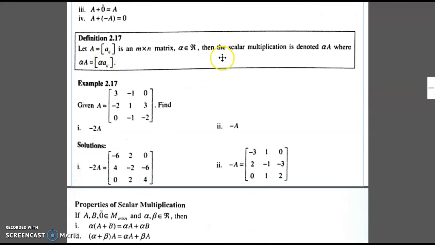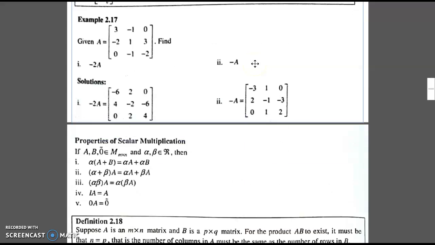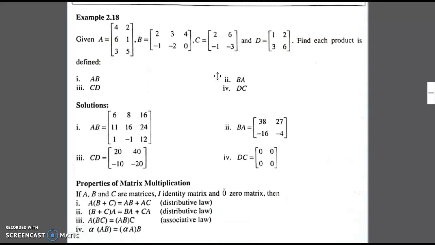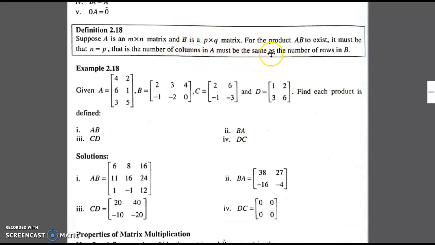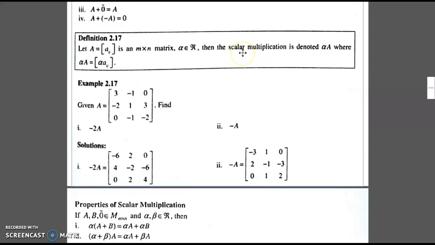Now let's look at multiplication. In multiplication of matrices, we have two kinds: the first is known as scalar multiplication, and the second is known as matrix multiplication. Scalar multiplication is simply any real number multiplied with a matrix. It is denoted by alpha A, where alpha is the scalar.